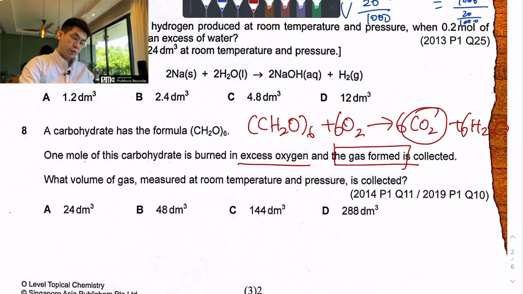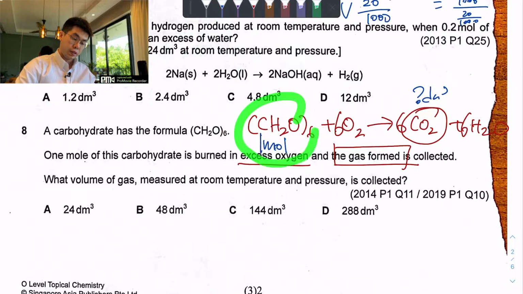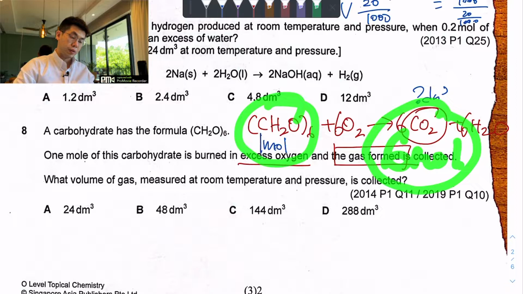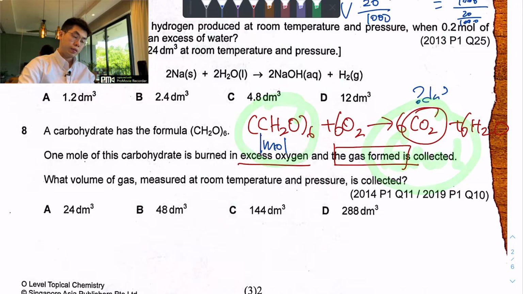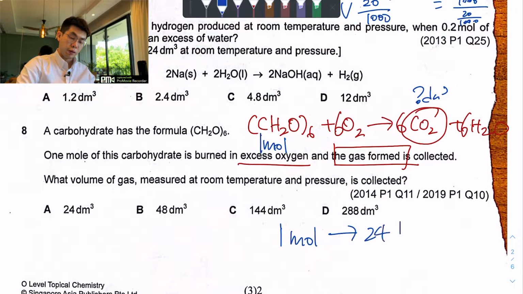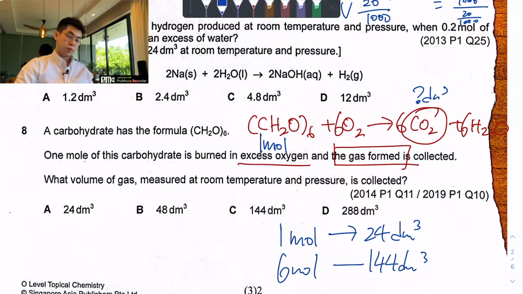Now the information given in this question is that there is 1 mole of carbohydrate here, and what is the volume of gas over here. So if there's 1 mole of carbohydrate, there must be 6 moles of carbon dioxide. And how do I convert 6 moles? We know that molar volume is 1 mole equivalent to 24 dm cubed, and carbon dioxide has 6 moles, so that is equivalent to 144 dm cubed. So the answer should be C.